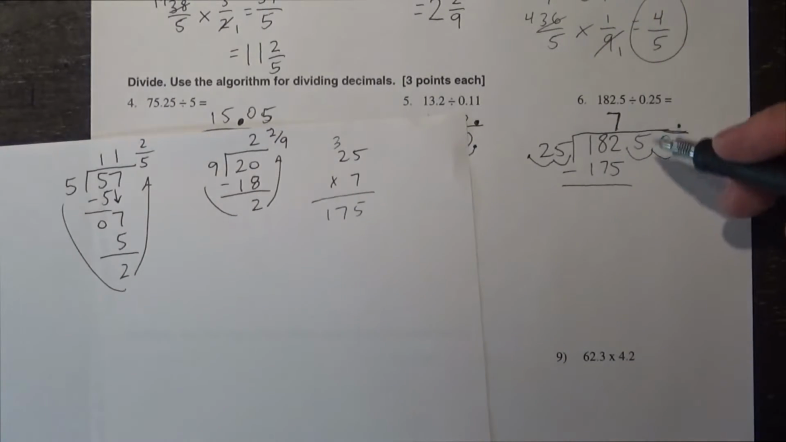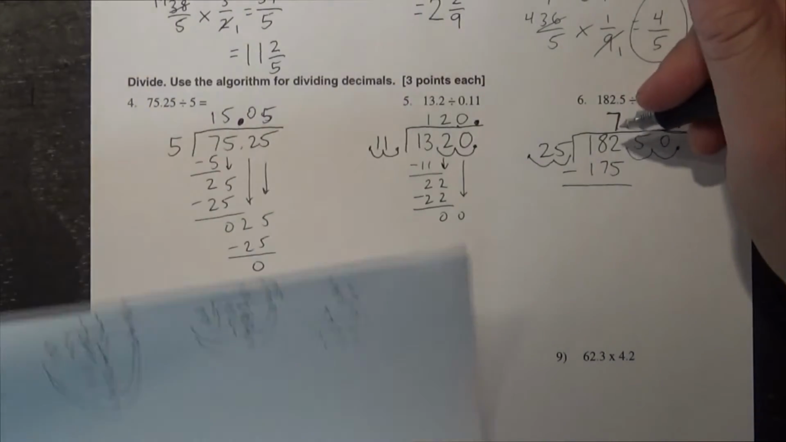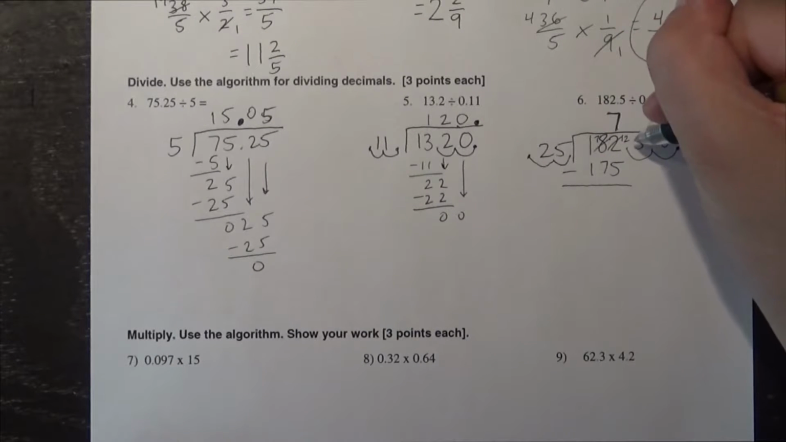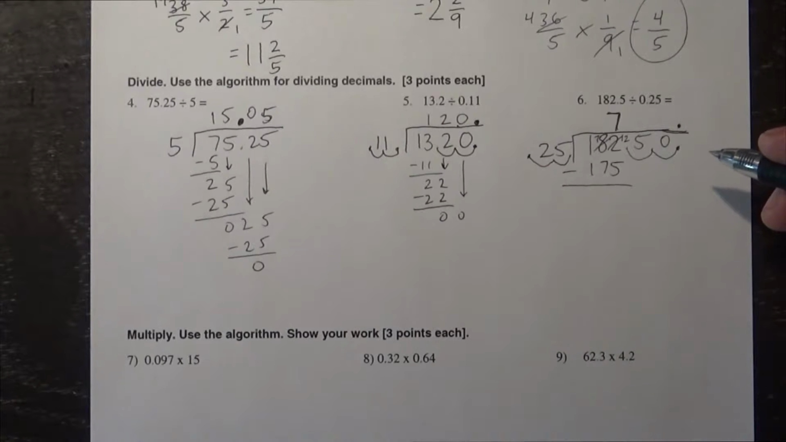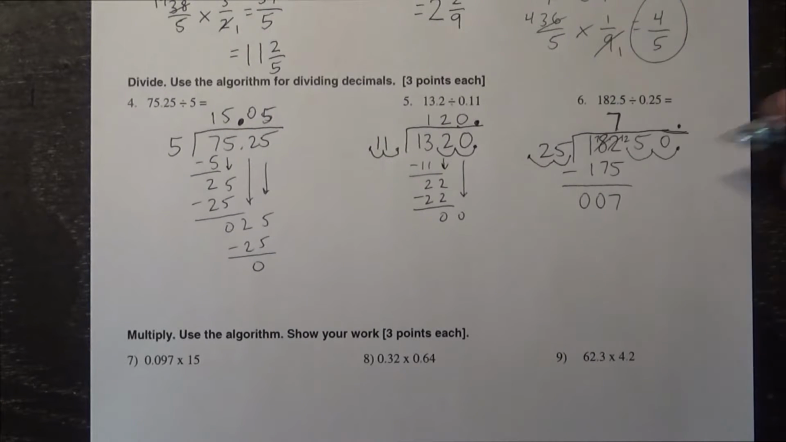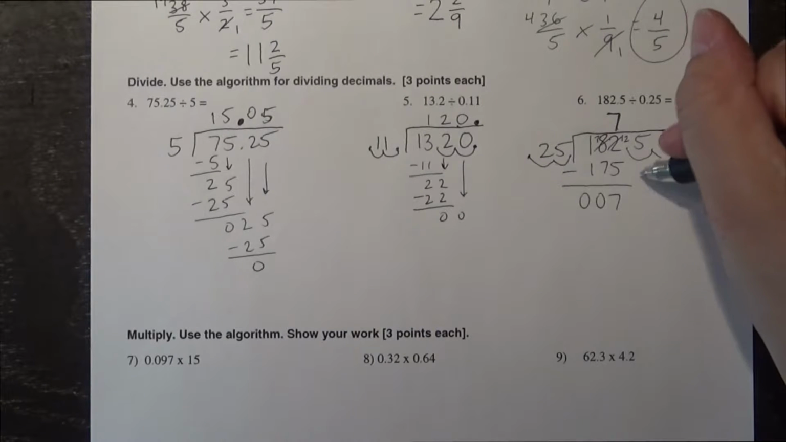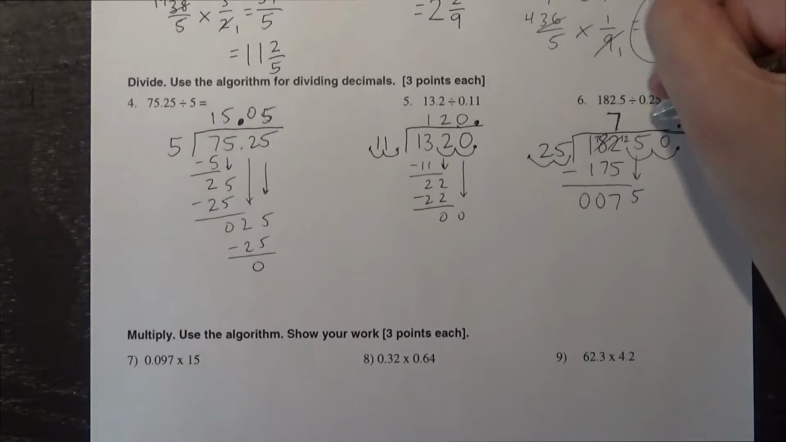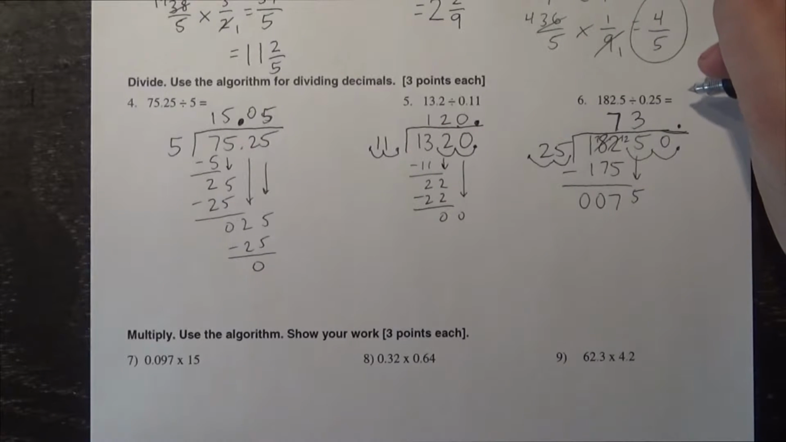Now I can subtract. So 2 minus 5, I can't do it. I need to borrow from the 8. The 8 becomes 7. The 2 becomes 12. 12 minus 5 is going to give me 7. 7 minus 7 is 0. 1 minus 1 is 0. So I have 7. Bring down my 5. 25 goes into 75. That's 3 times. Some of you maybe know that fact already.